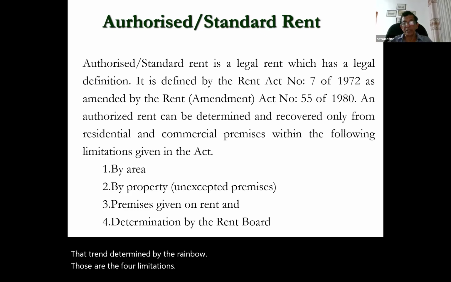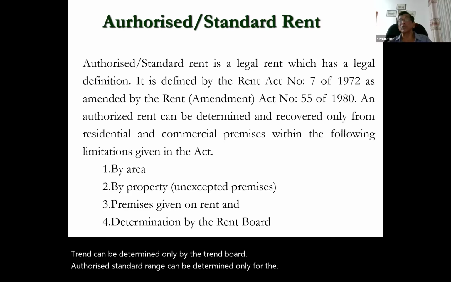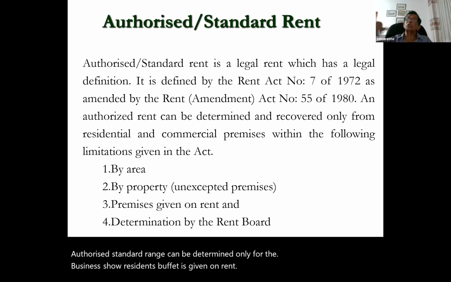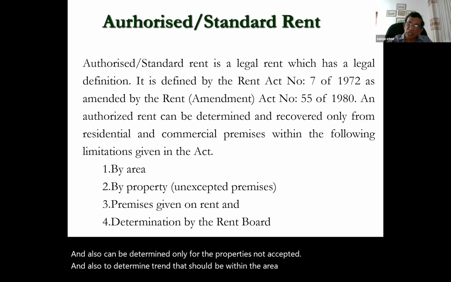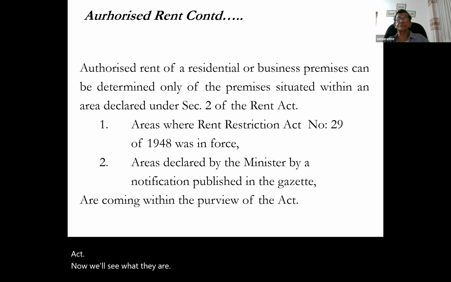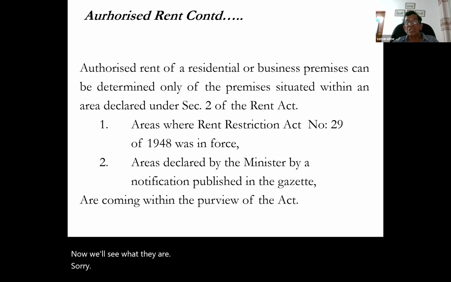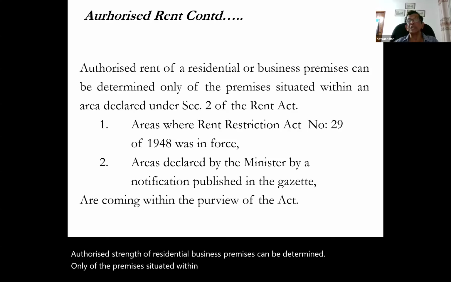Rent can be determined only by the rent board. Authorized rent and standard rent can be determined only for the business or residential properties given on rent, and also only for the properties not exempted. And also, to determine rent, that should be within the area declared under the Rent Act. Now we'll see what they are. Authorized rent of residential or business premises can be determined only of the premises situated within an area declared under Section 2 of the Rent Act.